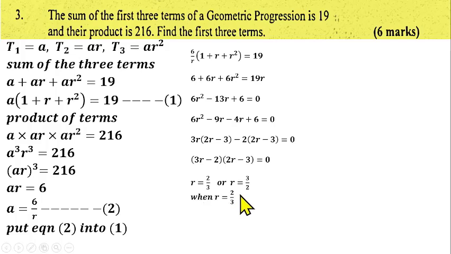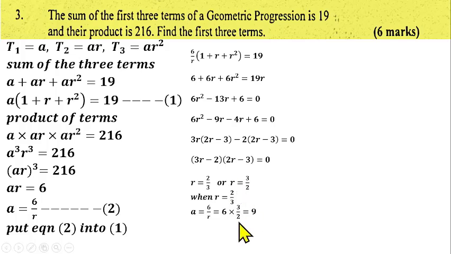Then you can now find our a when we know our r. When our r is 2 over 3, then we can find our a from here. Our a is 6 over r. So you have 6 over 2 over 3. That division can be changed to times, which means you need to invert this. That gives us 3 over 2. Then 6 times 3 gives us 18, divided by 2, that gives us 9. So that means the first term is 9 when our r is 2 over 3.